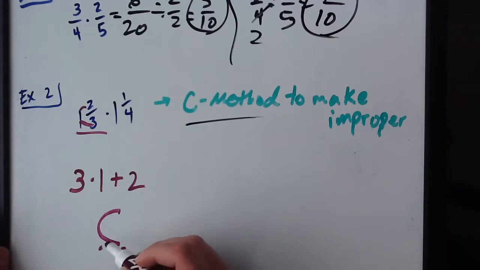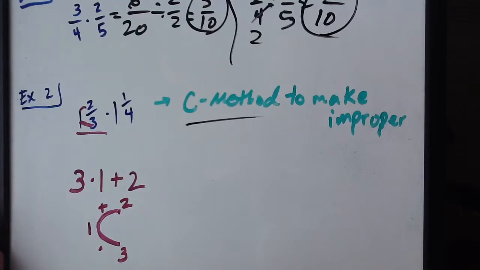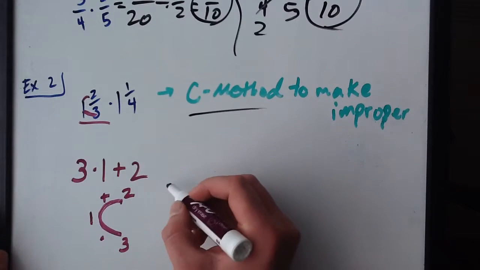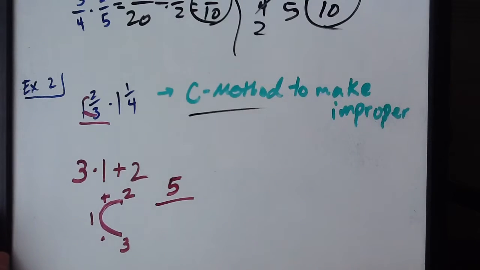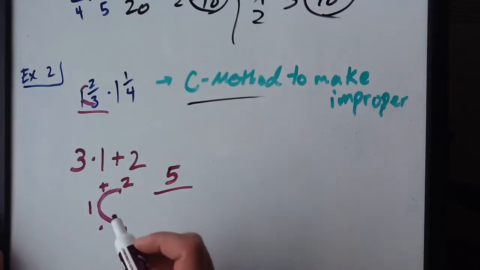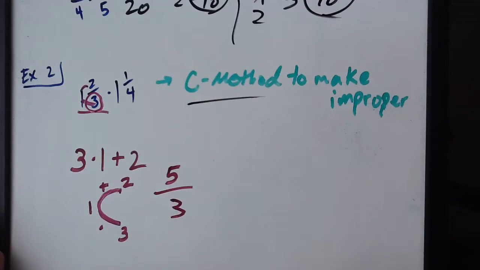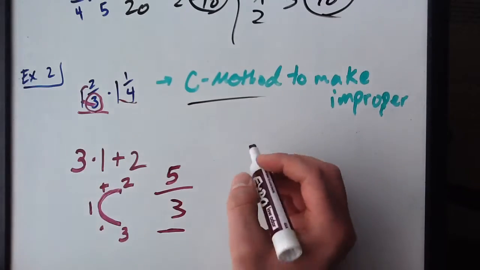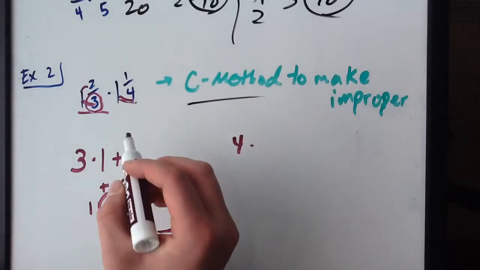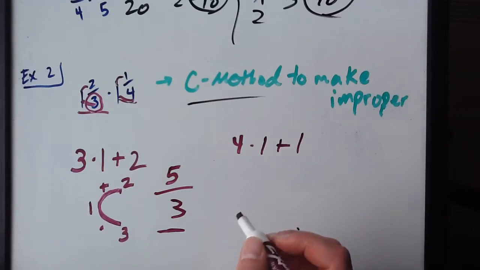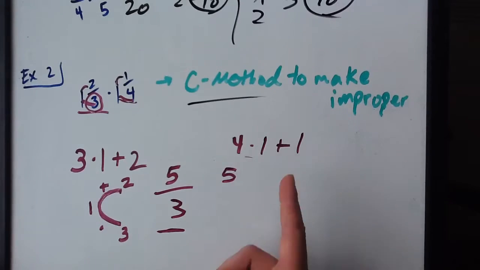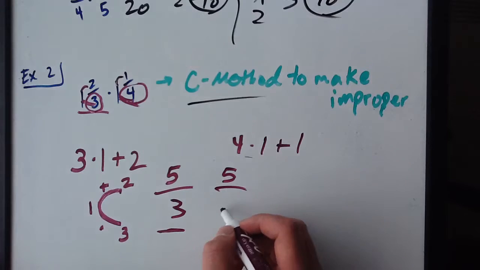So 3 times 1 plus 2, right? We sort of made a C with the way that we approach this. So 3 times 1 is 3, plus 2 would be 5. That's going to be the numerator in my improper fraction. My denominator of the improper fraction stays the same as the mixed number, so it stays 3, okay? So 1 and 2/3 is the same thing as 5/3. So we have changed the first mixed number to an improper fraction. Now let's do the same thing to the second one. So 4 times the whole number 1 plus the top number 1. That's going to give me 5. And again, my denominator stays the same as the mixed number, so 4ths.